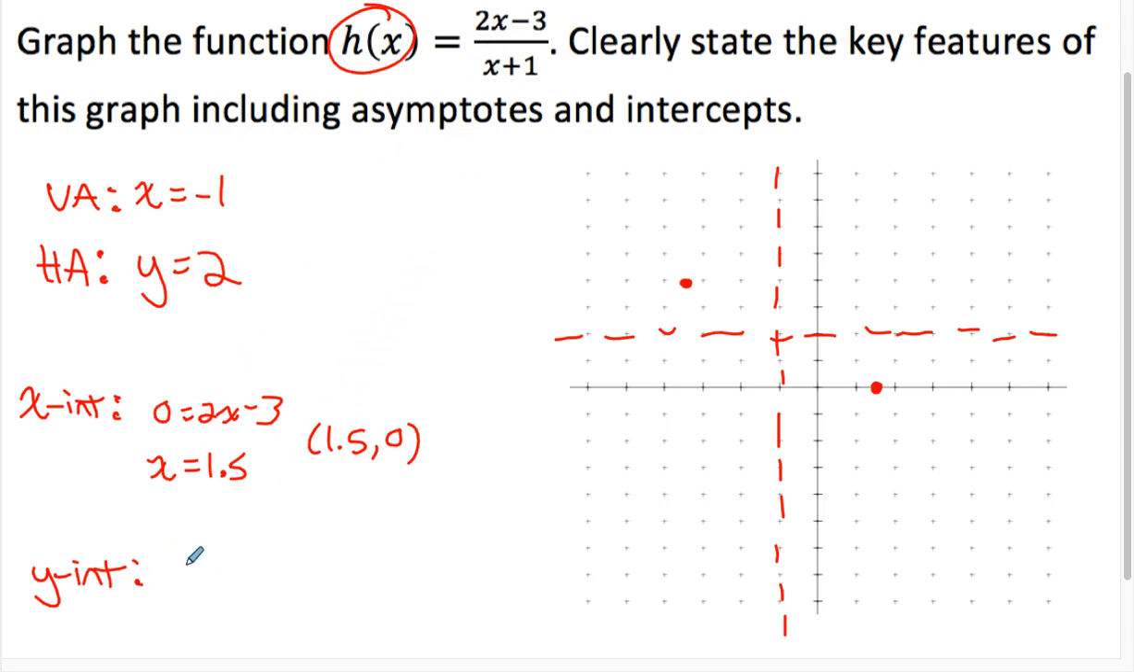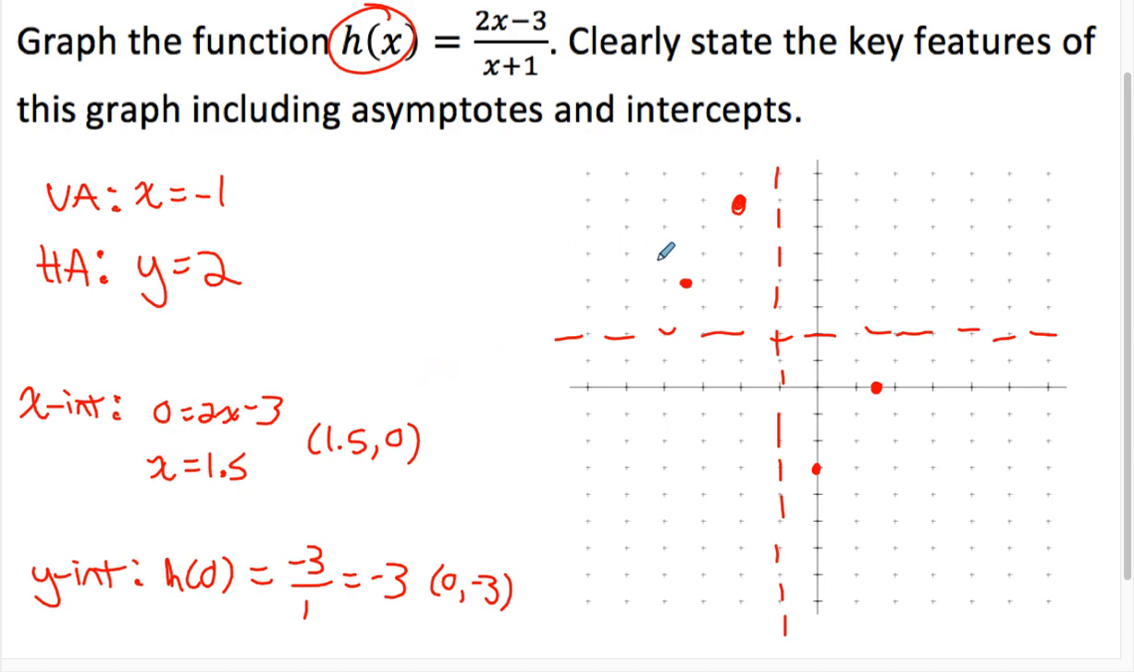Now let's find the y-intercept. For the y-intercept, you just set x to 0, so let's just evaluate h at 0. h at 0 would be 2 times 0 minus 3, which is just negative 3, over 0 plus 1, which is 1. So h at 0 equals negative 3, so my y-intercept is at 0, negative 3. 1, 2, 3. There's a point on this branch of the hyperbola. Let's find a point on the other branch. So it's 1 to the right, 1, 2, 3, 4, 5 down. So I go 1 to the left, 1, 2, 3, 4, 5 up.